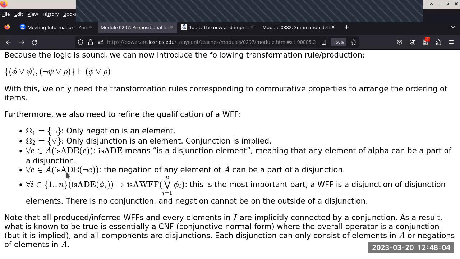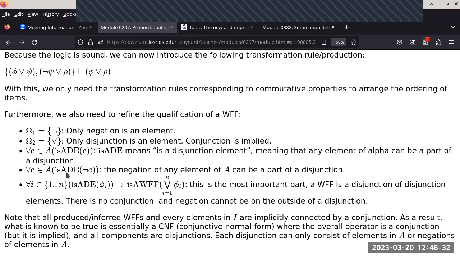In other words, if you have P, Q, R in alpha, then P, Q, R, each one can be used in a disjunction. You can also use not P as an element inside the disjunction. Not Q can also be inside the disjunction. Not R can also be inside a disjunction. Is that okay? So your disjunction can only be a disjunction of things in alpha or negation thereof.